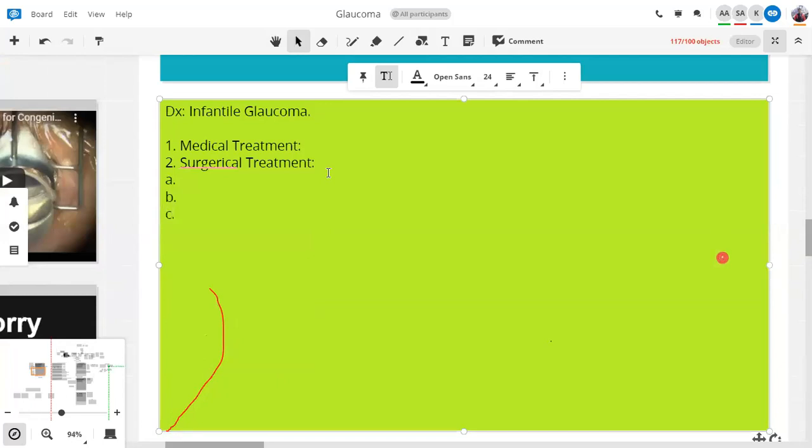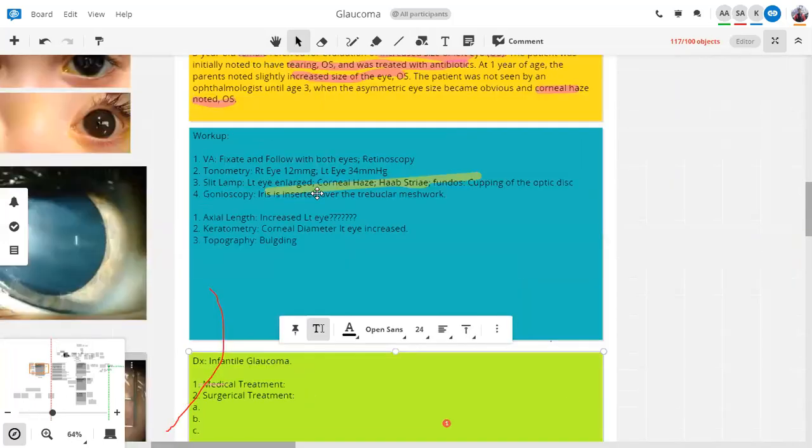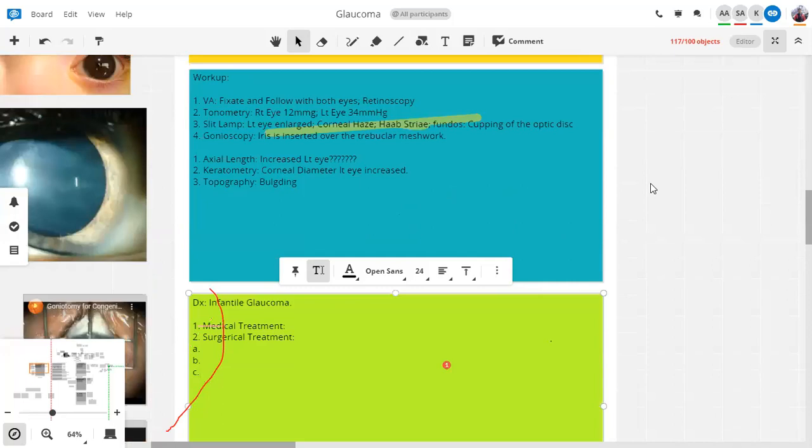There are three surgeries which we can use. Now the problem is this. You're right. You said that the iris has a high insertion, and its insertion is causing a blockage of the trabecular meshwork. So first of all, do you think that this is an open-angle glaucoma or an angle closure glaucoma? An angle closure glaucoma, right? So we discussed that trabeculoplasties and drainage devices are usually done in open angles. So we won't do them now, at least until we open the angle.